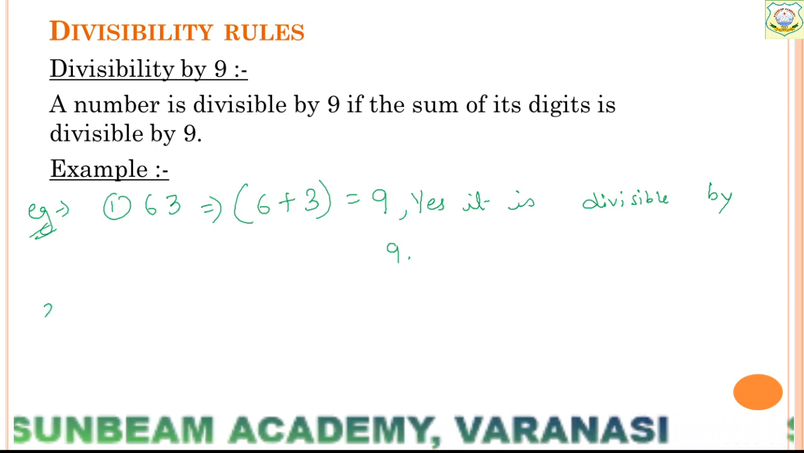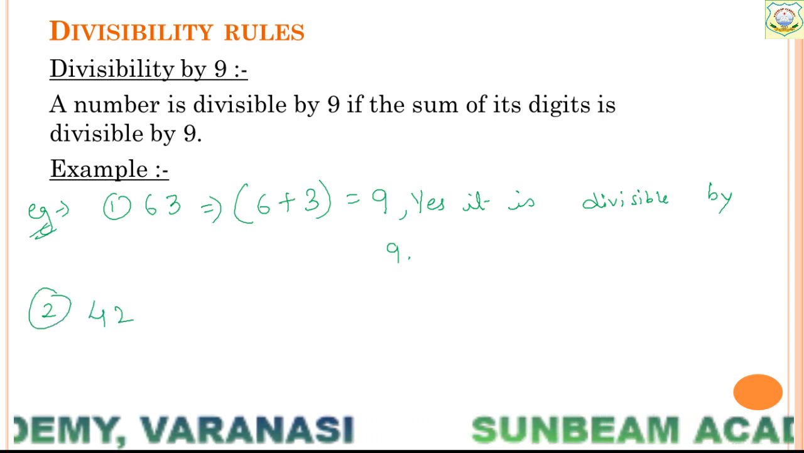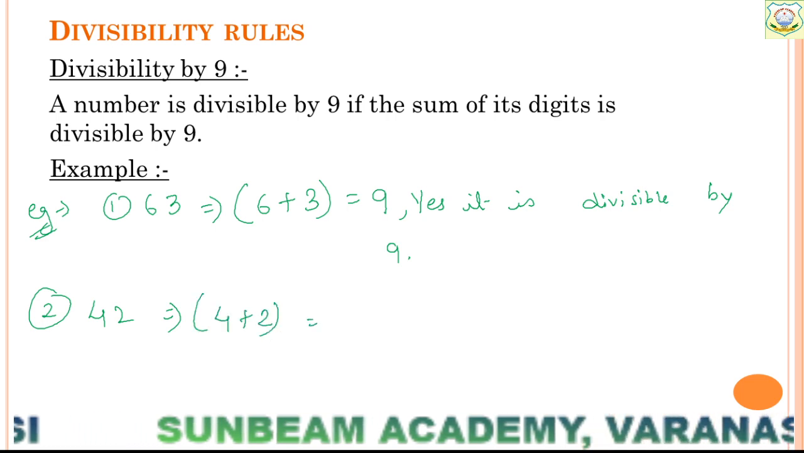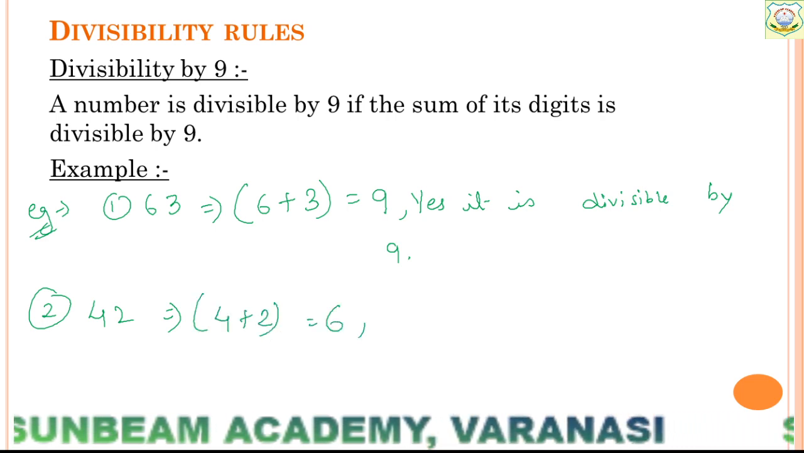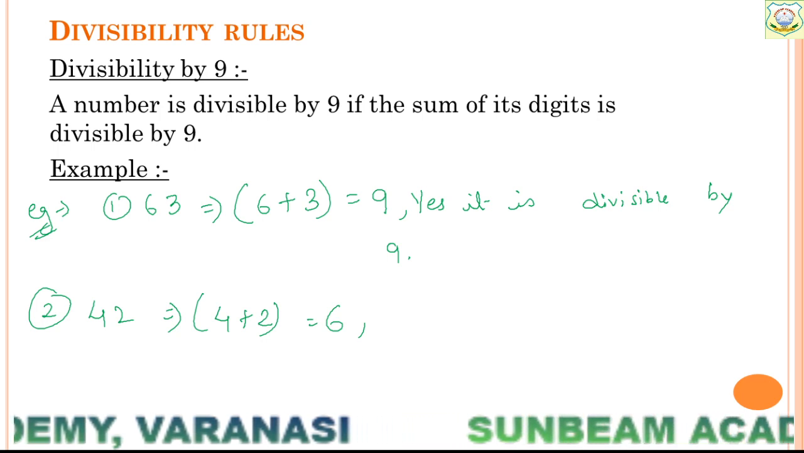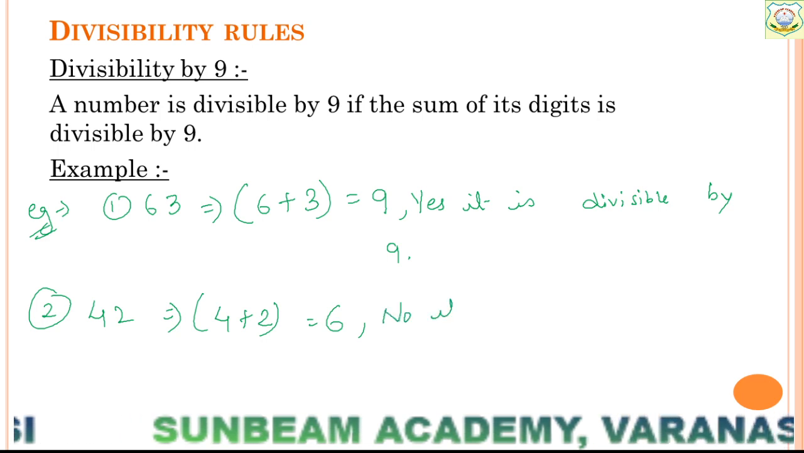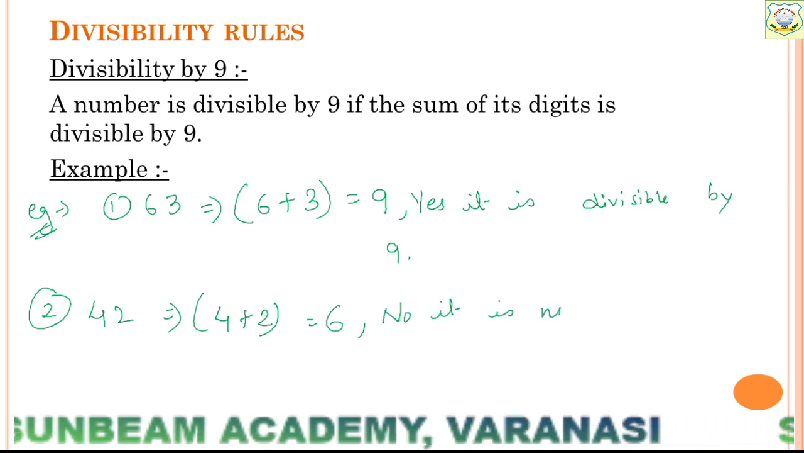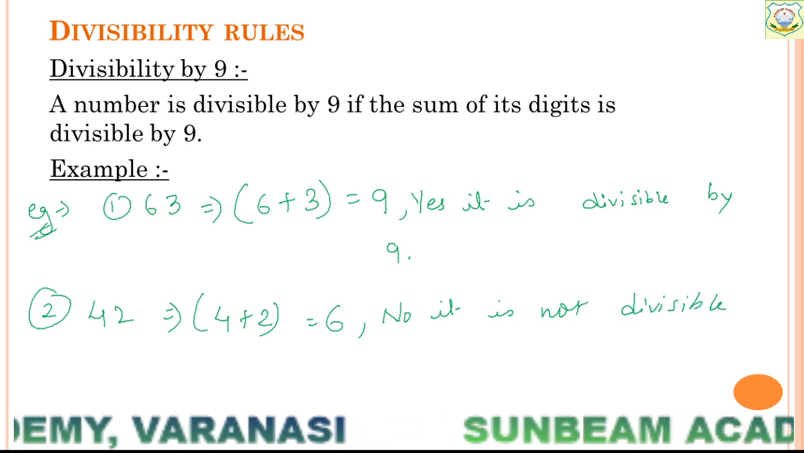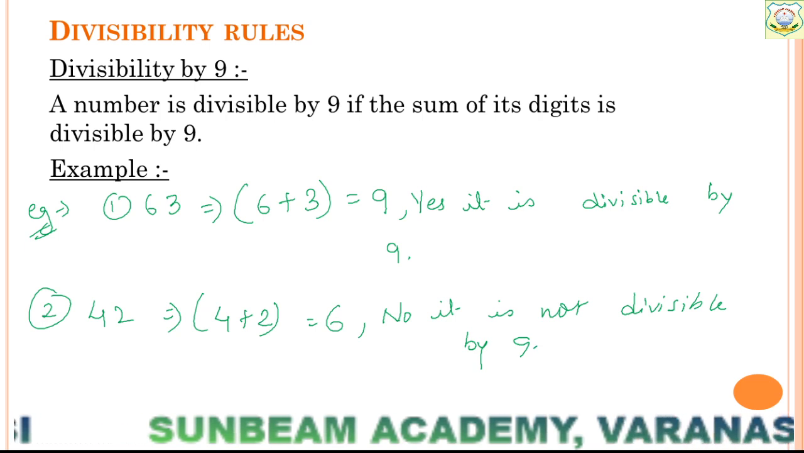Now come to the second example. Let's take the number 42. Now let's add this, 4 plus 2. 4 plus 2 is 6. So now does 6 come in the table of 9? Yes or no? No. So what will we be writing here? No, it is not divisible by 9. Understood, students? That was the rule.